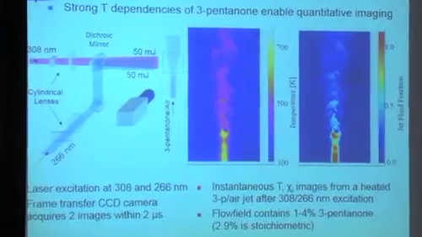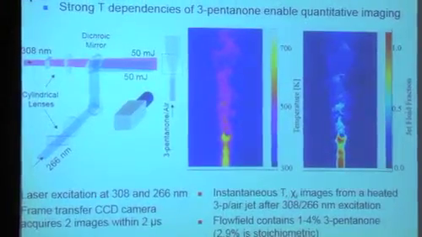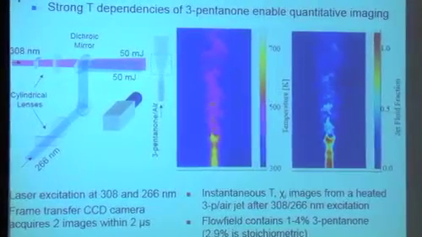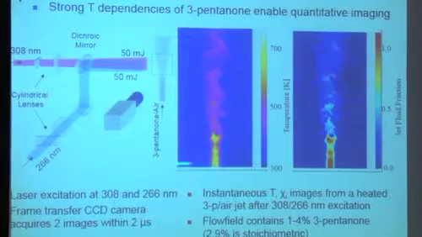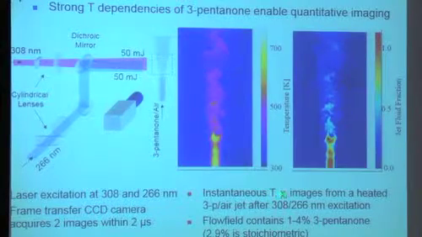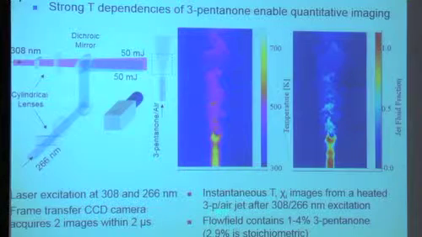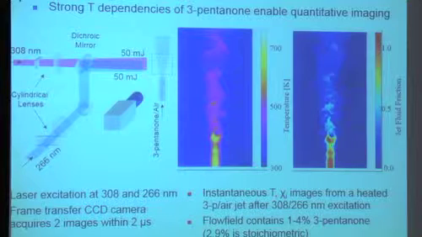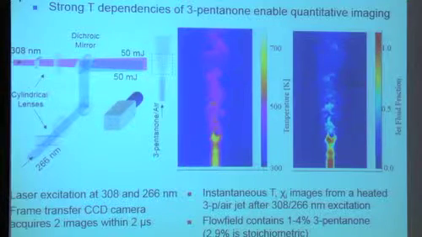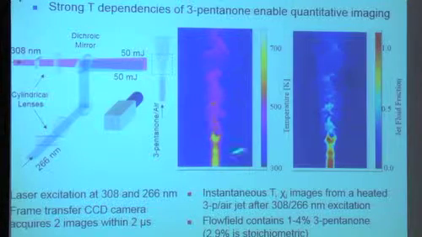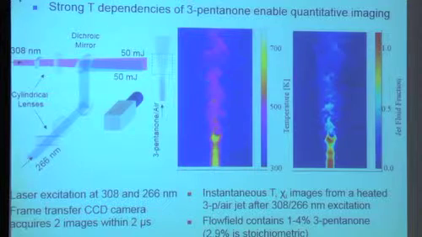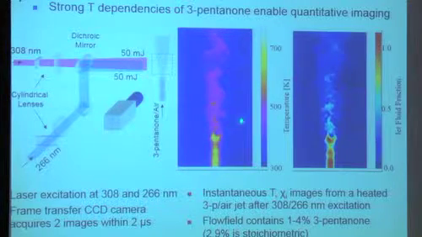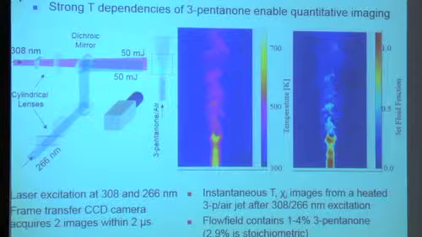So he also said, well, sometimes people want to study mixing. So I think this was a later student. This was a heated jet. Instantaneous temperature and mole fraction images from a heated 3-pentanone air jet using this wavelength pair. So you take 2 successive images and you take the ratio, and from the ratio you get the temperature, and from the absolute value of either one, knowing temperature, you can get the mole fraction. So which is which? This is the 3-pentanone air ratio, and this one must be temperature.